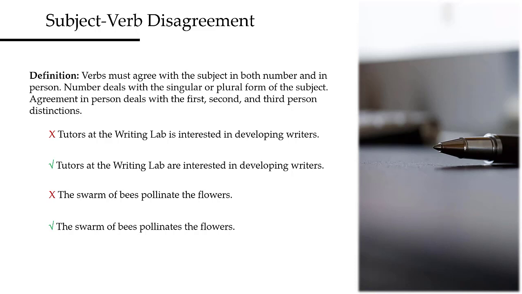First person would be I, so I complete the workshop. Second person would be you complete the workshop. And third person is the third person observer, so Heather completes the workshop. So here's an example of a couple of errors. Tutors at the Writing Lab is interested in developing writers.